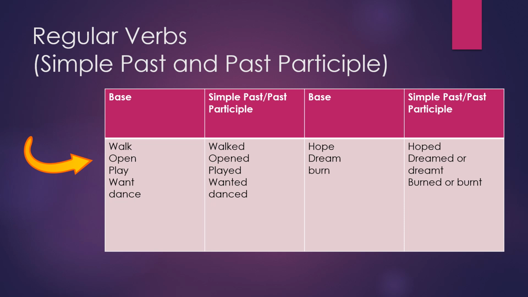So if you examine the list, you'll notice that they form the past tense and the past participle by adding ed, or for words such as dream, a T is added to the end for dreamt.